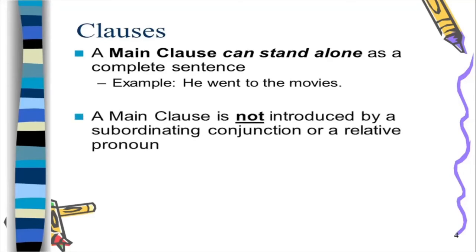So, a main clause is not introduced by a subordinating conjunction or a relative pronoun. It doesn't need any introduction. It has got its own identity. That is why it is called independent. So, this is the meaning of a main clause.